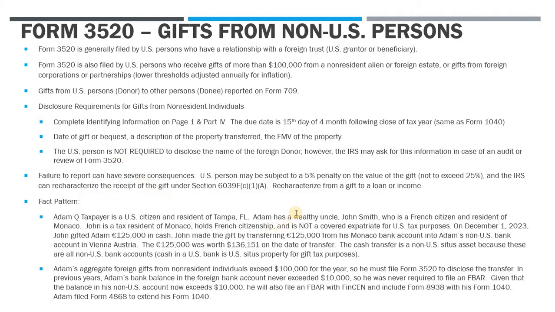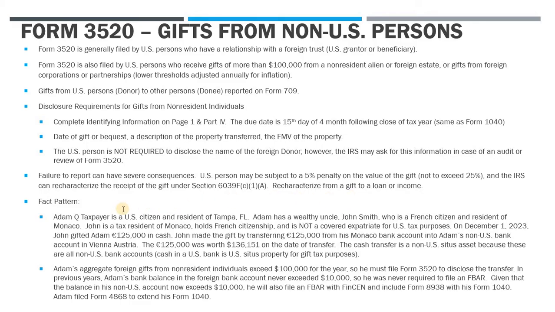All right, now, failure to report these on the 3520 can be quite severe. U.S. persons, if they fail to file this timely, could be subject to a 5% penalty on the value of the gift, not to exceed 25%, and the IRS could ultimately recharacterize how it's classified. Meaning, they could say, well, this isn't a gift anymore, this is actually a loan or it's income to you, and that obviously changes the reporting and the tax implications.